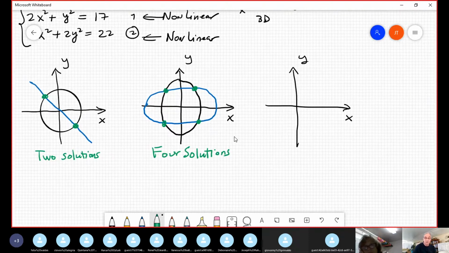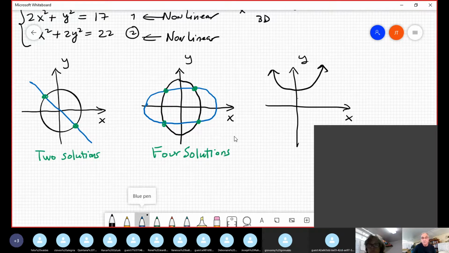Suppose another scenario in which the first equation represents a parabola, like that. And my second equation represents a circle, like that.